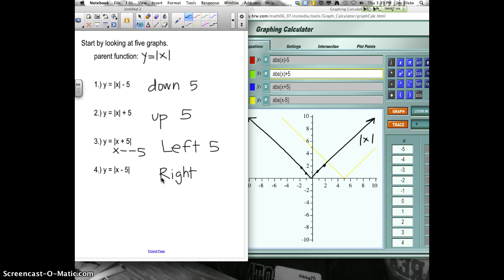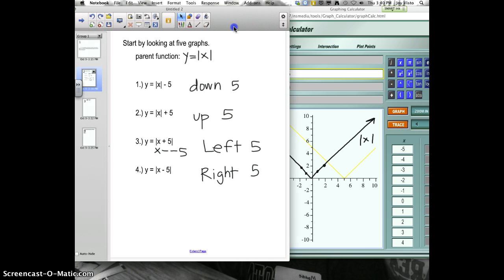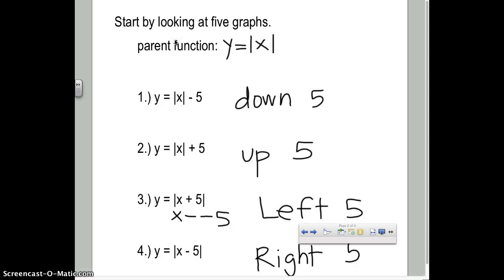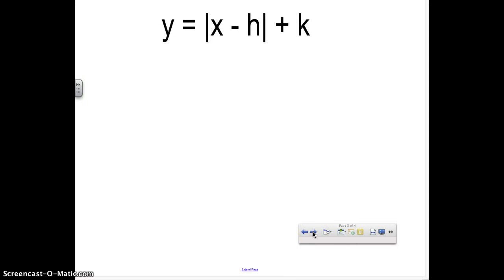We've moved to the right 5. Okay? So there's definitely a pattern that we're starting to see as to where the 5 goes and the plus or the minus. We can formulate that or put it into an easier to read general format like so: absolute value of x minus h plus k. Now that h and k should look familiar.